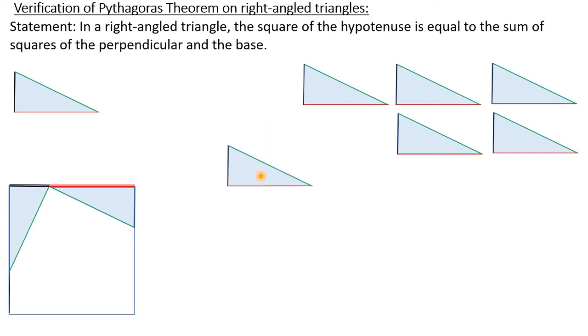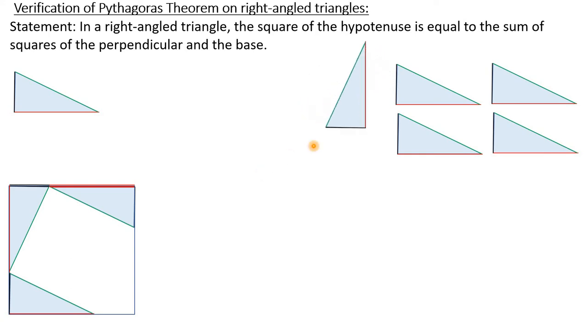The third triangle is aligned inside the square with the base of the triangle aligned with the base of the square, and the 90 degree vertex of the triangle aligned with the left bottom vertex of the square. The final one is rotated left by 90 degrees and aligned as you have seen in the square. So the 4 exact copies of the given triangle are aligned and put over the square.